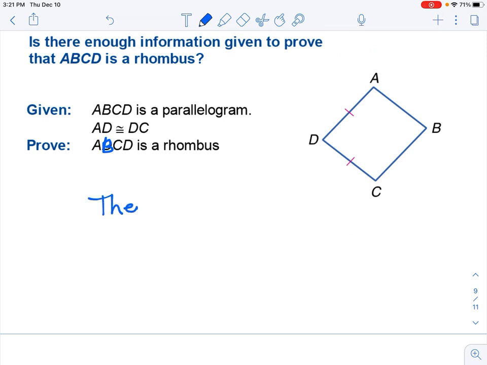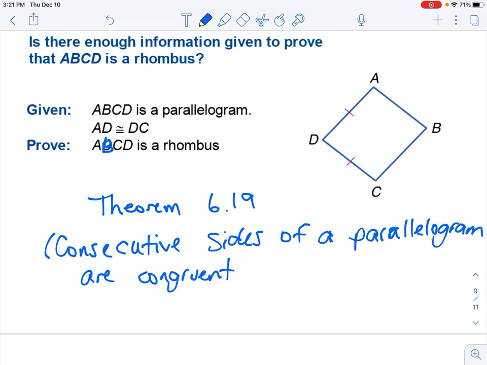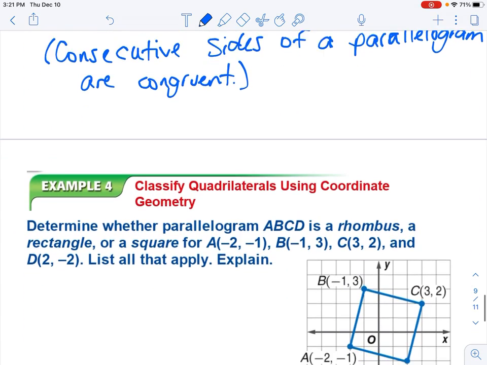So we know that by theorem 6.19, and I'll explain once again, consecutive sides of a parallelogram are congruent. And then I'm good to go. All right.